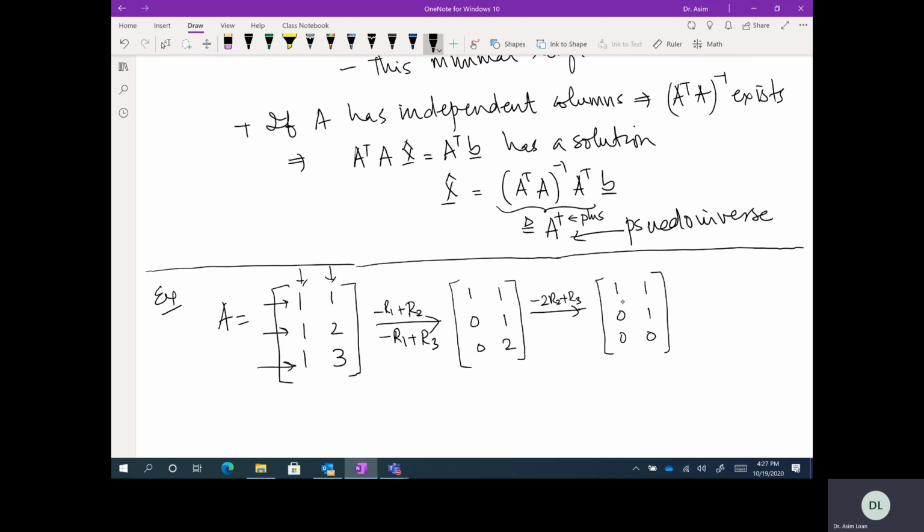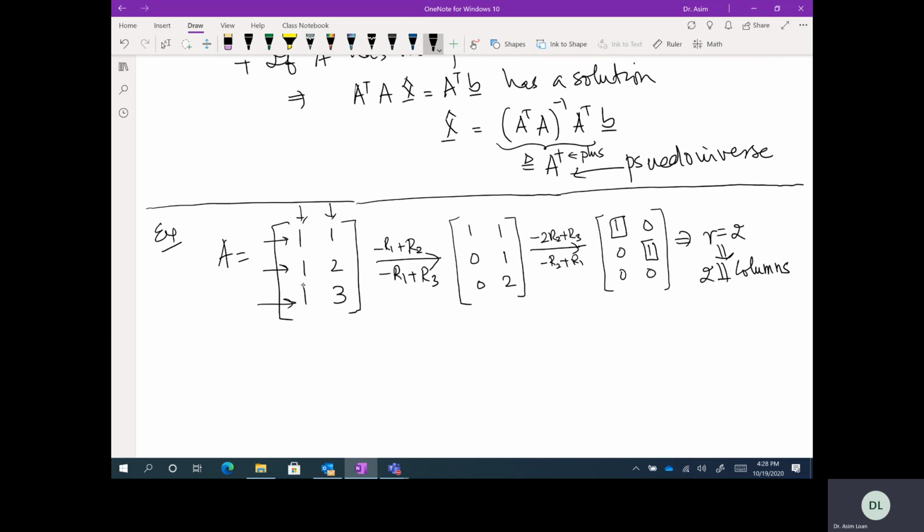And then over here I say this is minus row 2 plus row 1. If I do that, this is 0. If this is 0, this means this is a pivot, this is a pivot. This implies rank equals 2, so it implies 2 independent columns. Okay. So both the columns here are independent. So this implies A transpose A inverse exists.